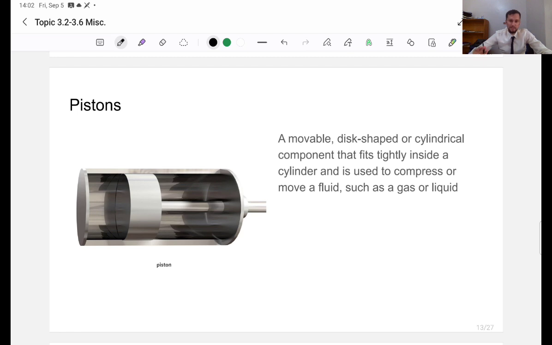But this is a definition we can work with and a description we can work with just for AP Chem. We have some sort of cylinder, and then there's a movable disc. So we can imagine that there's pressure on this side that's pushing in on the disc. There's pressure pushing in on the disc.